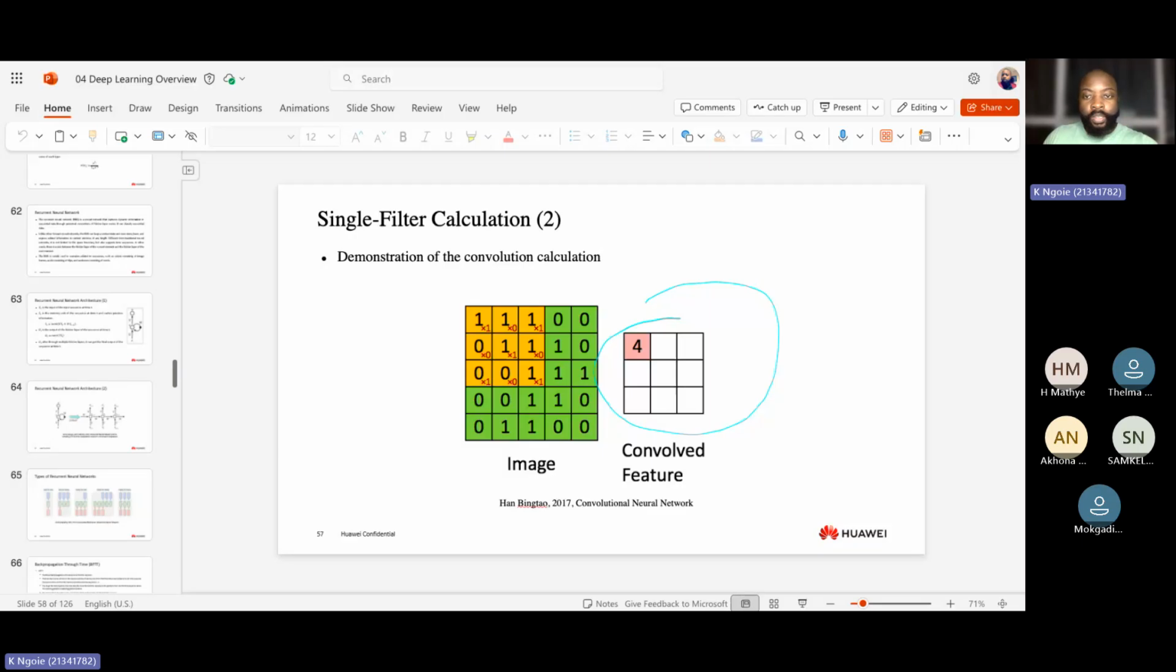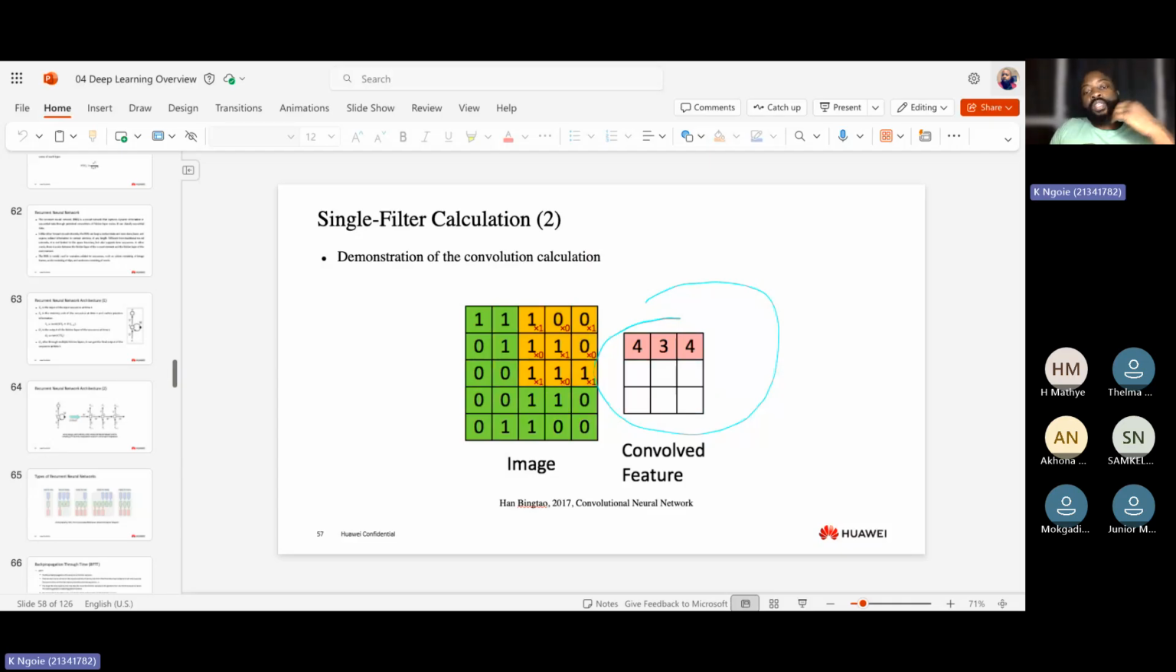Sorry, guys. Can you see my screen? Can you guys see the slide? Can anybody confirm if you guys can see the slide? Yes, we can see your slide. Okay, it was showing inactive, as if I'm sharing a different screen.